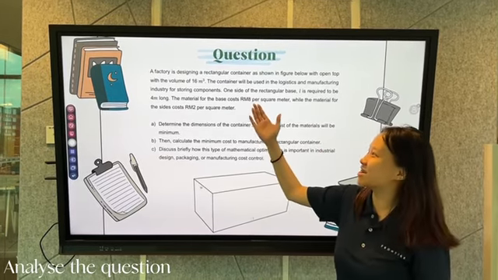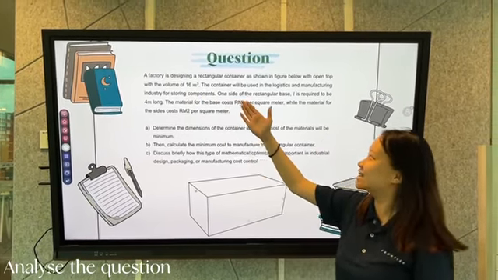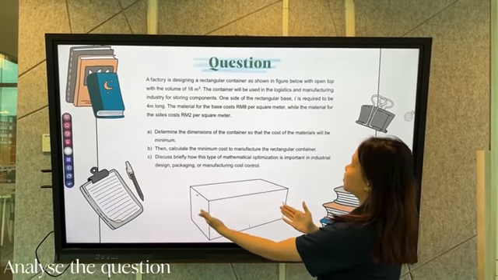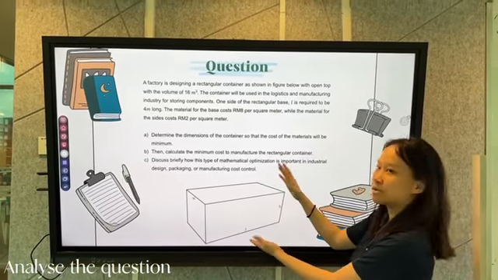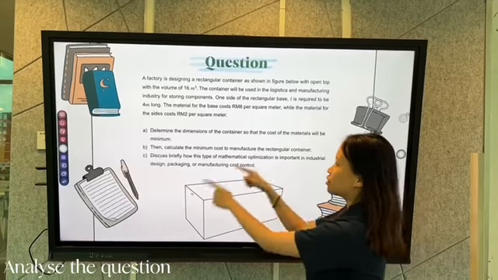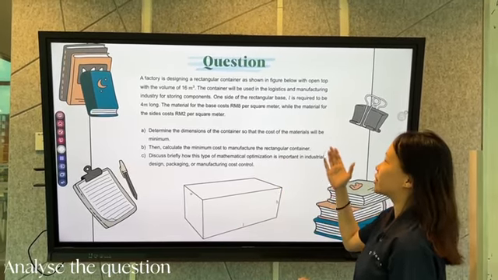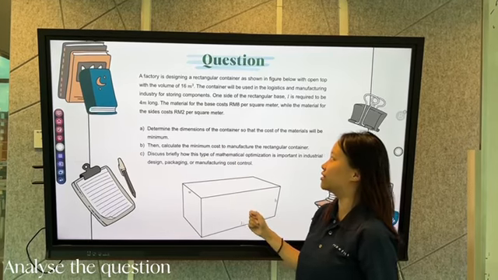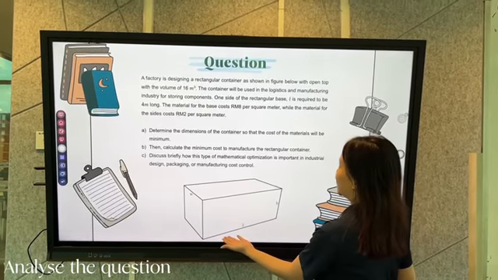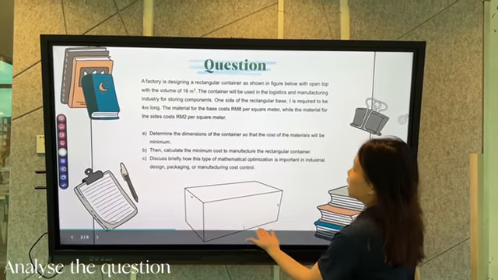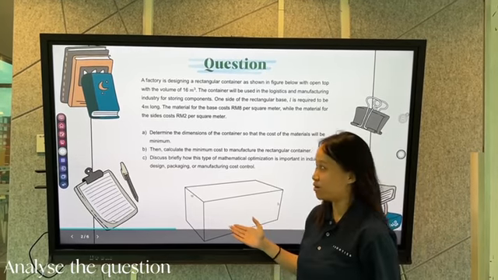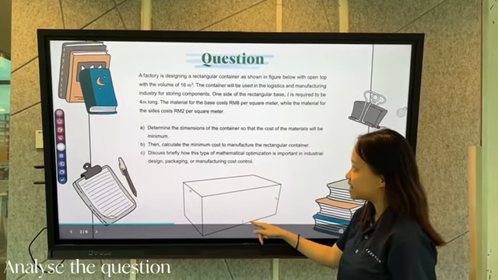Okay, here's the question. A factory is designing a rectangular container as shown in the figure below with an open top, meaning without the top, with a total volume of 60 meter cube. The container will be used in the logistic and manufacturing industry for storing components. One side of the rectangular base length is required to be 4 meters long. That means the length is 4 meters.